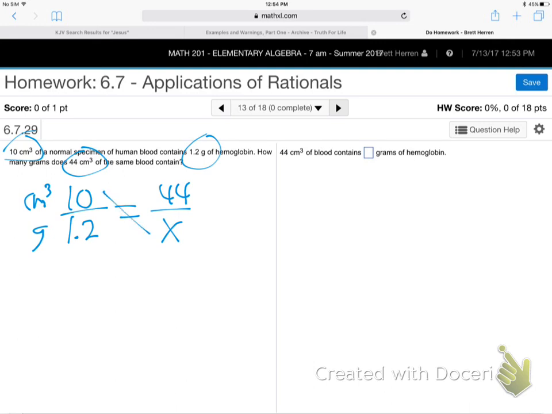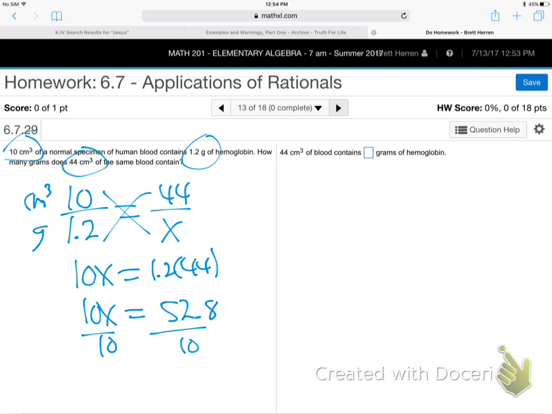All right, and then just diagonal. 10x is 1.2 times 44. 10x is, what's that number? 52.8, thank you. And the last step is divide by 10. X is 5.28. Did y'all get that? That good?